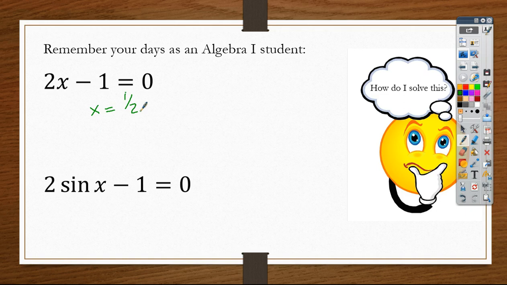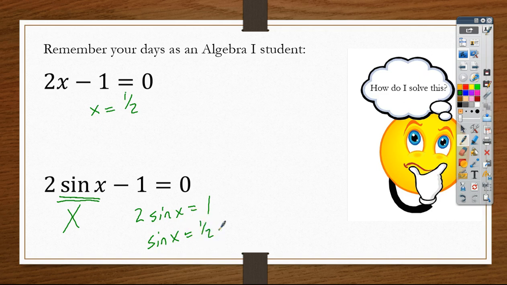In solving trig equations, the number one thing that you have to remember is that we're going to pretend that my trig function, whatever it is in the equation, is like a big giant x. A big giant unknown. And I do the same things. I add 1 to both sides of the equation. I get 2 sine x is equal to 1. Divide both sides by 2. Sine x is equal to 1/2.